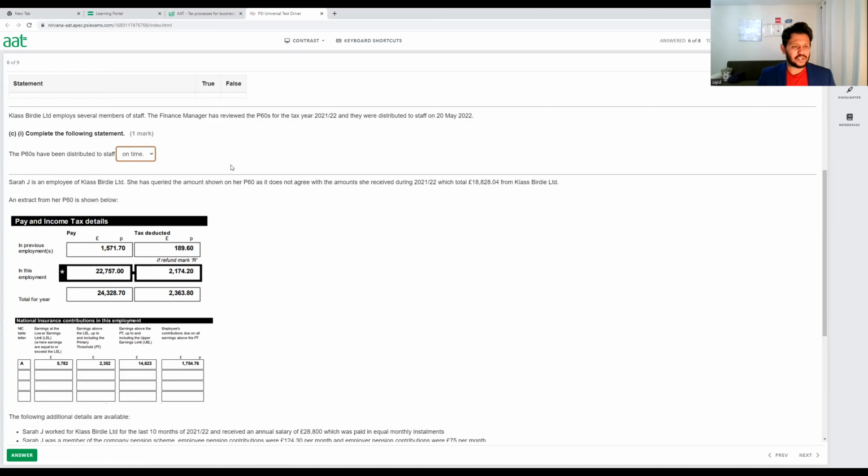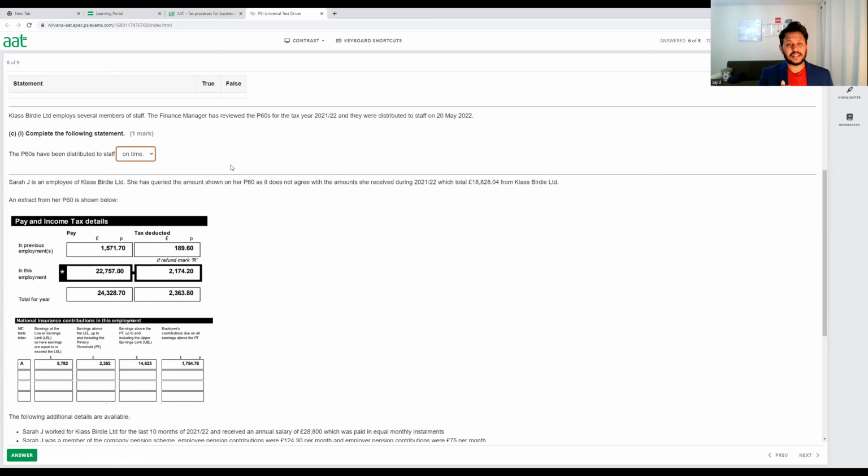I think the P60 is generated on 5th of April, and the deadline is 30th of May, the maximum you can take to give the P60. So P60 is basically 6th April to 5th April. It's a year-ending summary. It shows how much is the income, how much tax, everything, the total summary for your whole year. After April, normally you have to give it immediately, but maximum by 30th of May.